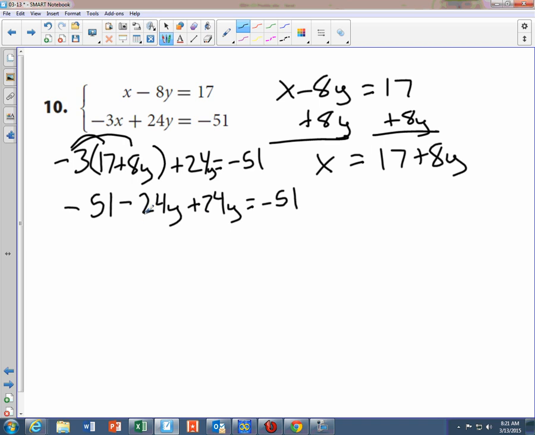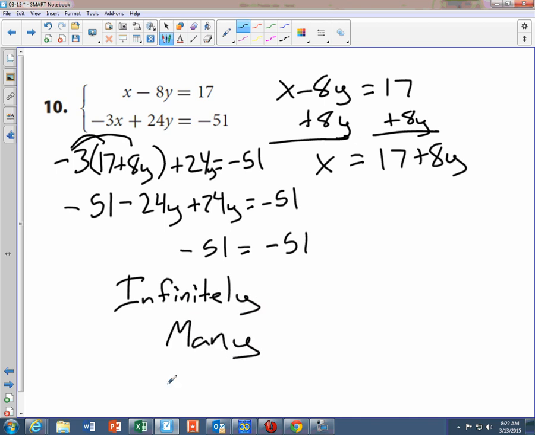What is negative 24y plus 24y? 0. That goes away. What am I left with on this side? Negative 51. What's on the other side? Okay, what happens when variables are completely gone? It's either no solution or infinitely many solutions, and we've got to decide which one it is. It's a true statement, so what's my answer? Infinitely many solutions.